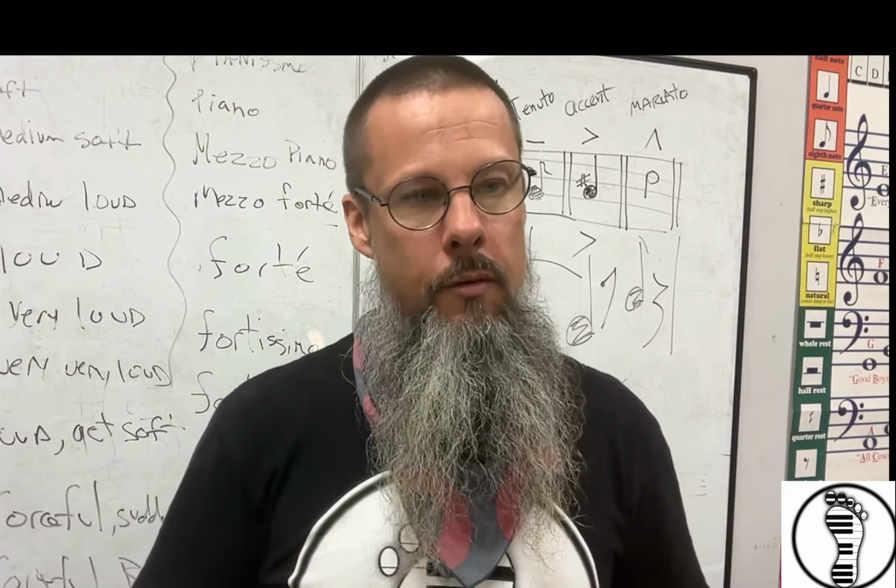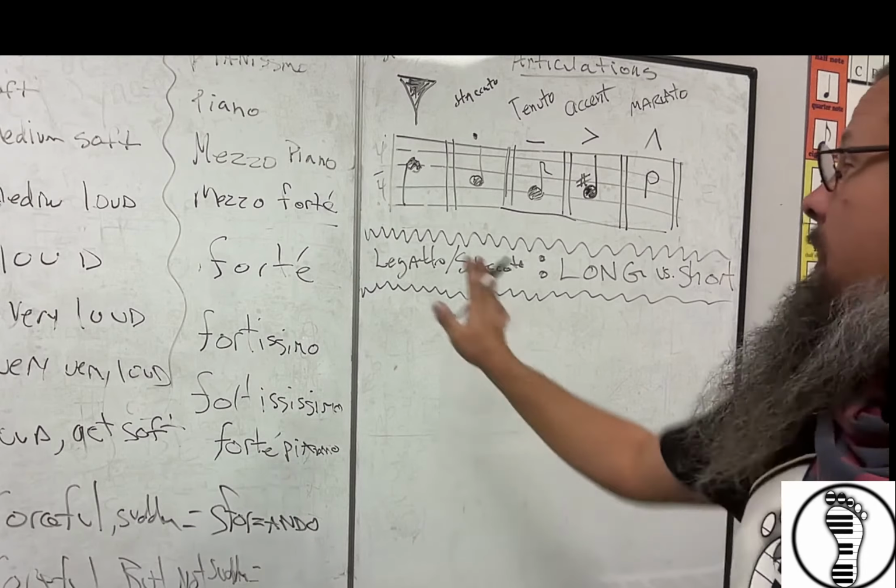Those are articulations. The two different ones that we were just talking about that work quite well, which are our most important ones, are called legato and staccato. One means long versus short. See what I did there? Long versus short. That's essentially what these are.